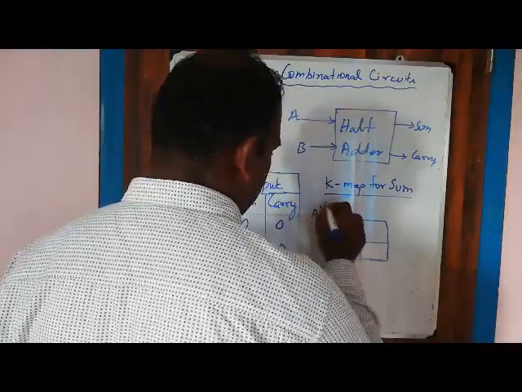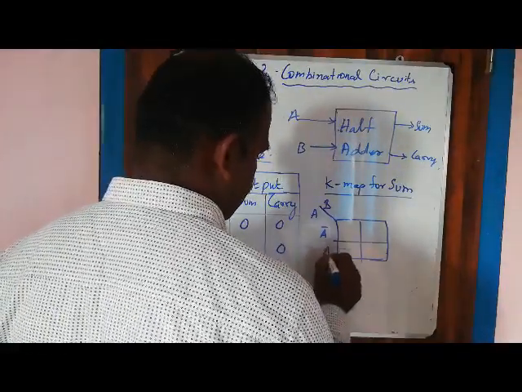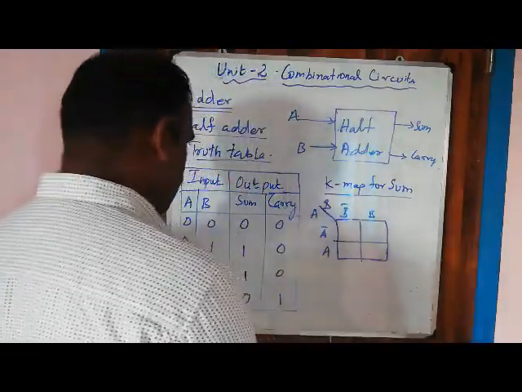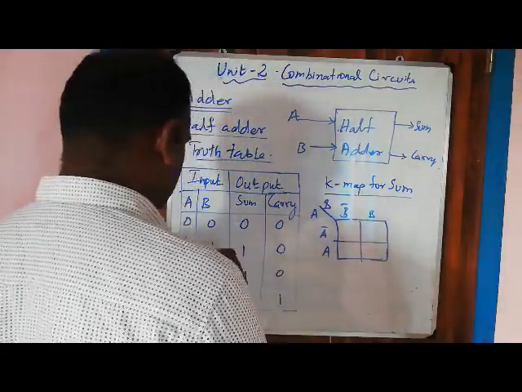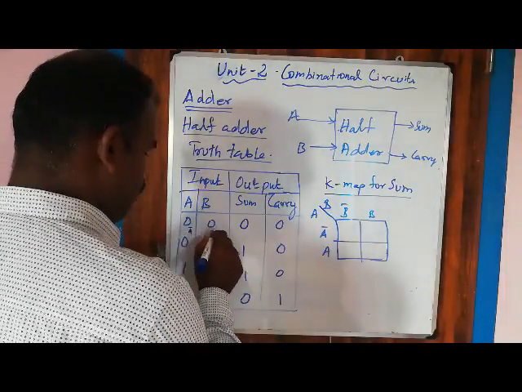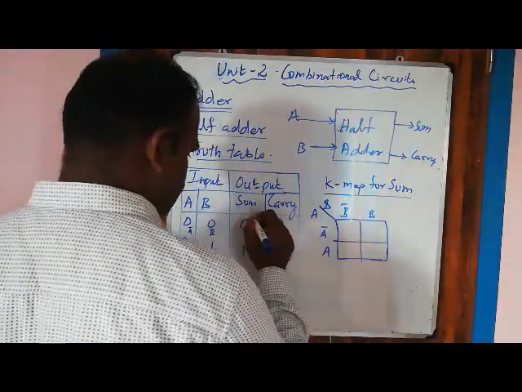So this is A, this is B. Okay, so put A bar here, A here, B bar here, B here. Next, here 0 means A bar and here 0 means B bar. So for A bar and B bar we put the sum 0.